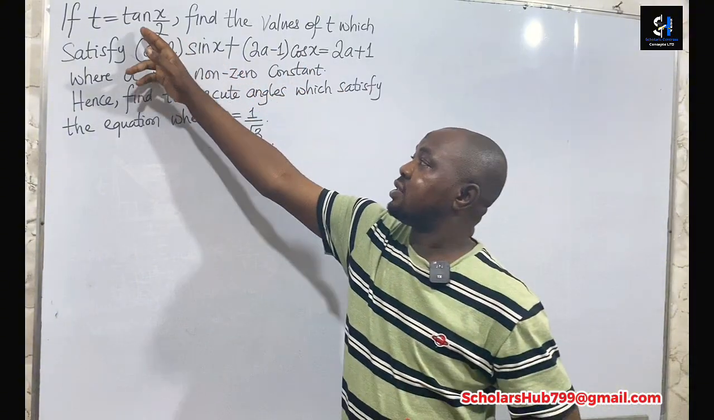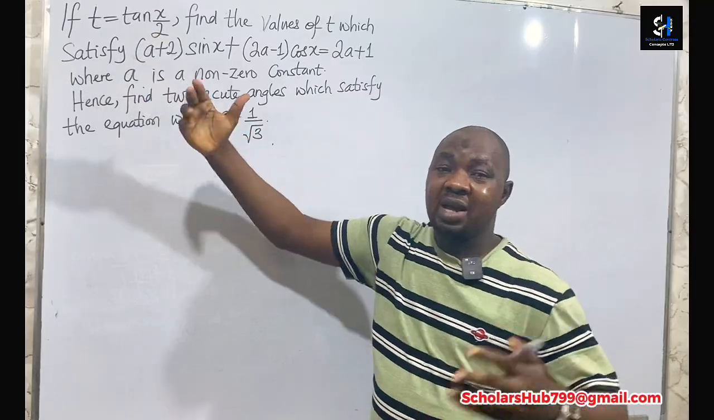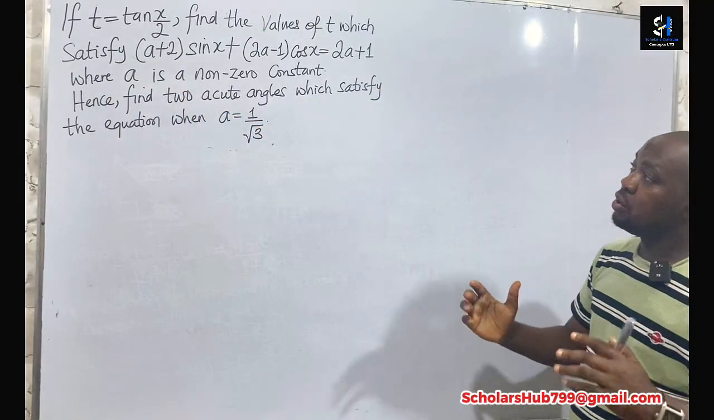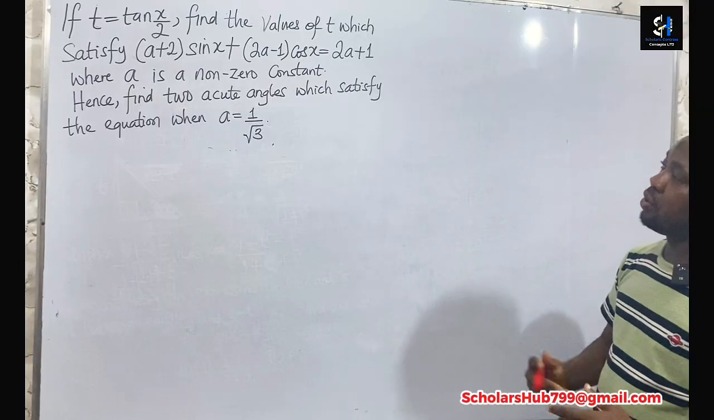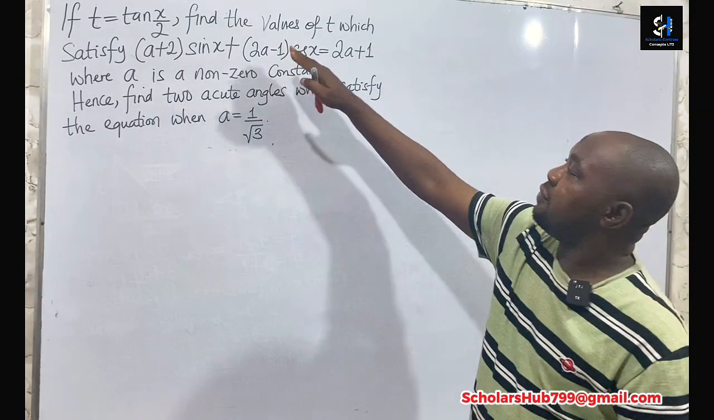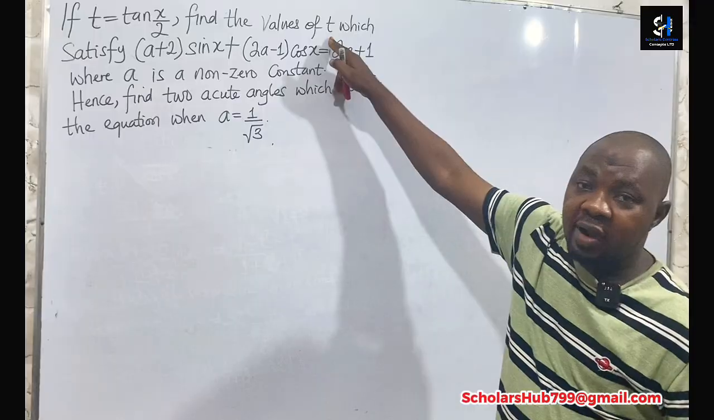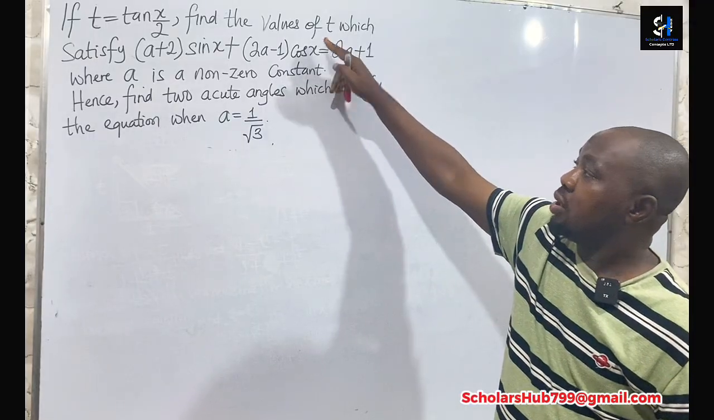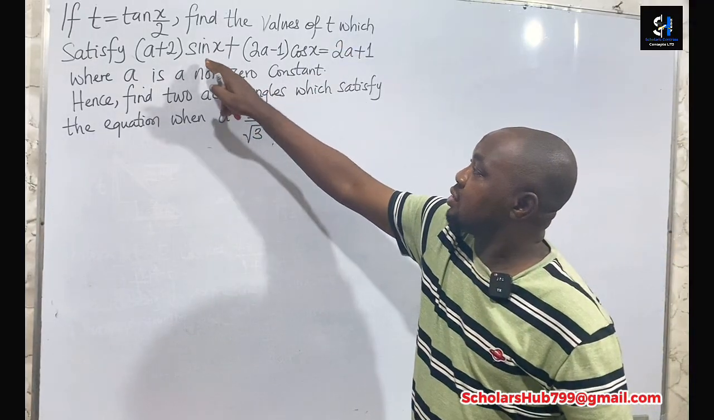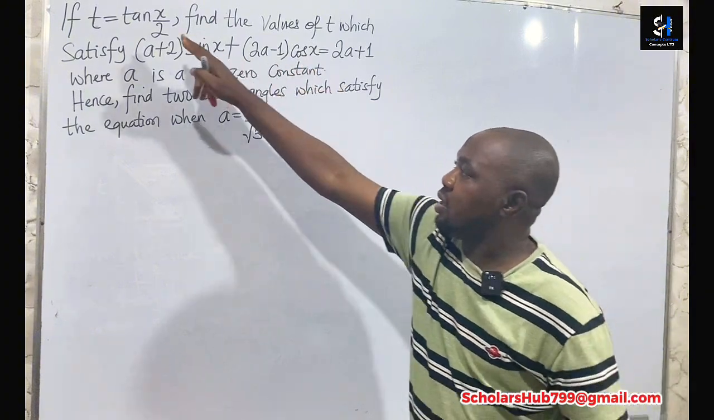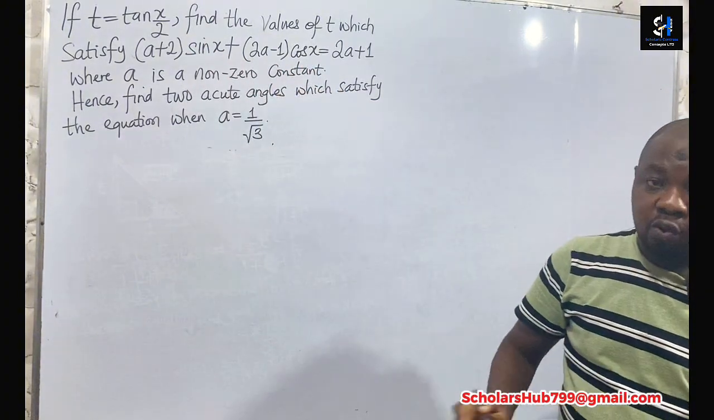All right, so what I will do first is to express sin x and cos x in terms of tan x over 2. That's one of the many ways to solve problems like this, because our task is to find the values of t. So I'm going to express sin x and cos x in terms of tan x over 2.